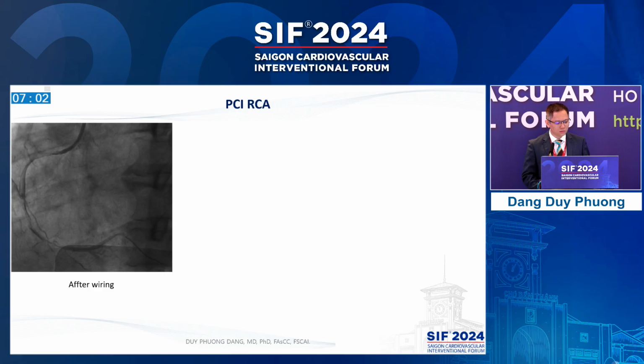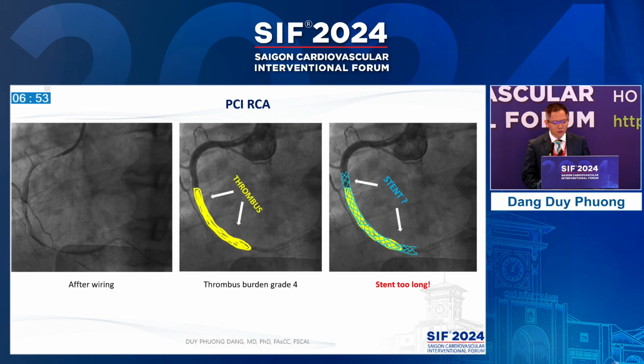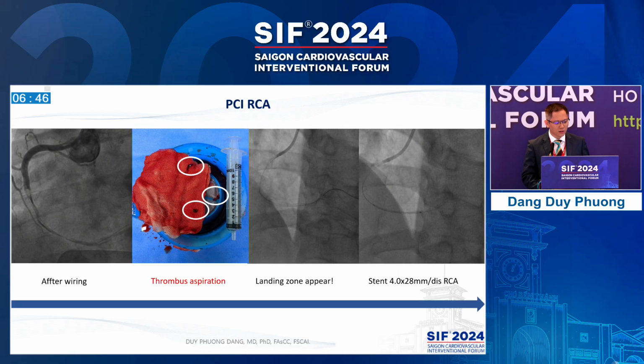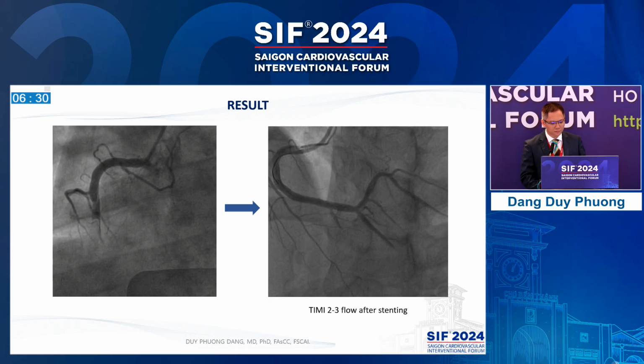After wiring, we see the distal RCA, but the thrombus is too much, grade 4. If we choose a stent, it would be a very long stent, so we choose aspiration. After aspiration, the landing zone appears, and we choose a short stent. And this is the result after stenting.